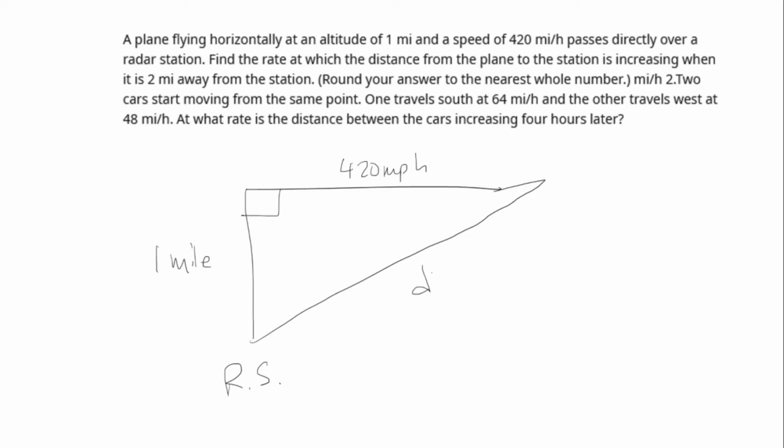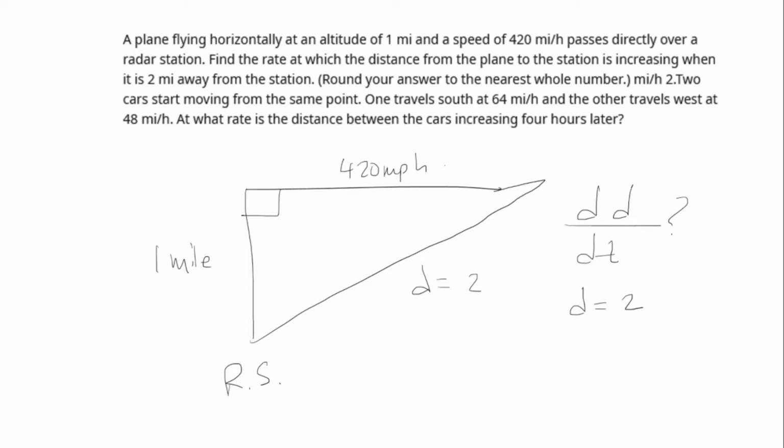And we'll label the hypotenuse D. That's the distance between the plane and the radar station. So we want to find the rate at which the distance from the plane to the station is increasing when it is 2 miles away from the station. So the rate here refers to the derivative. So we're looking at the derivative of the distance with respect to time. So this is what we need to solve when the distance is 2. Okay, so here the distance is 2.